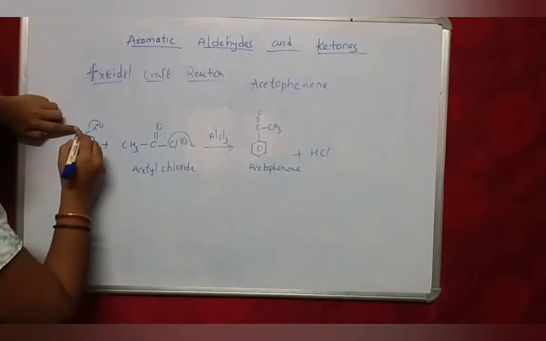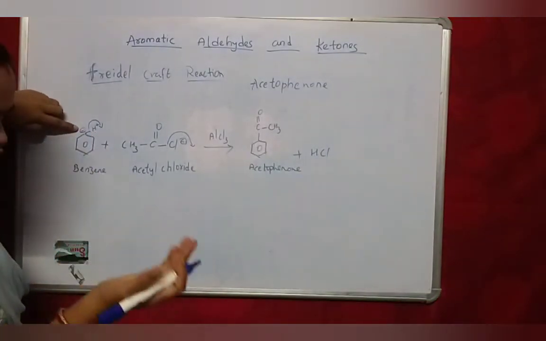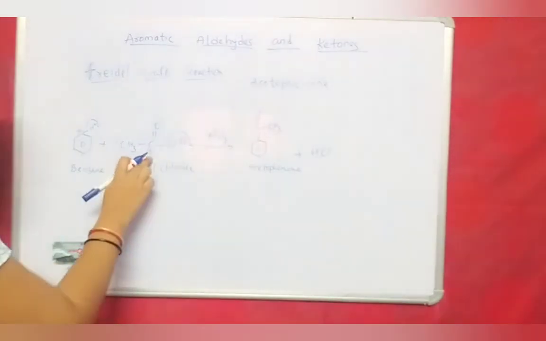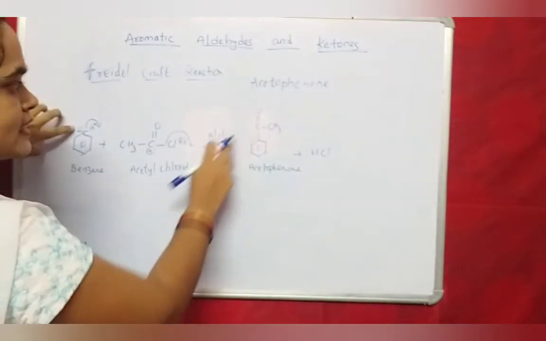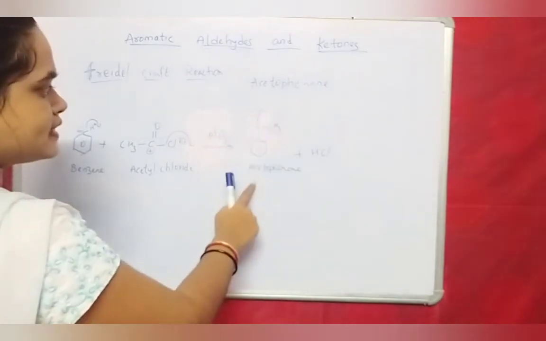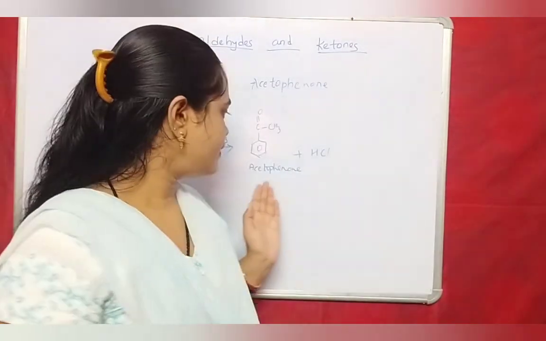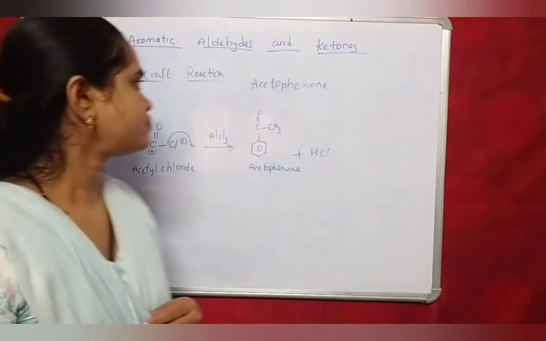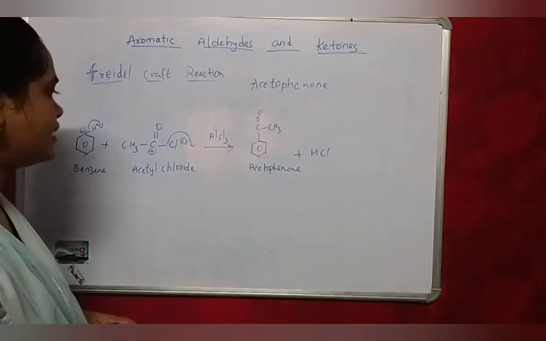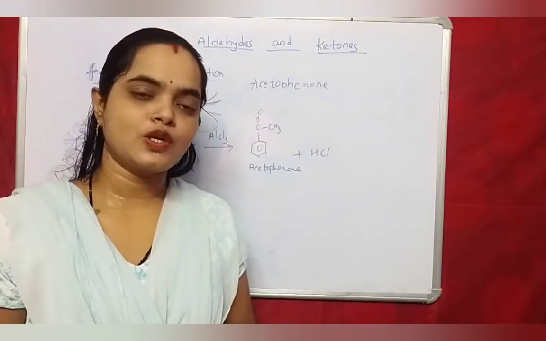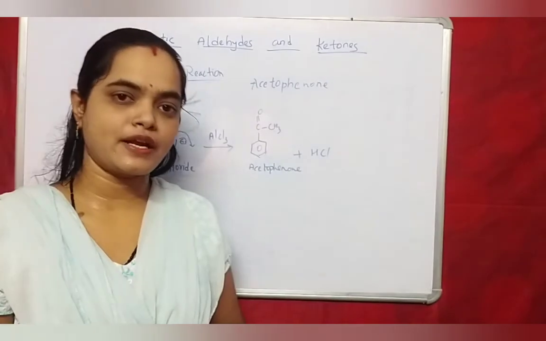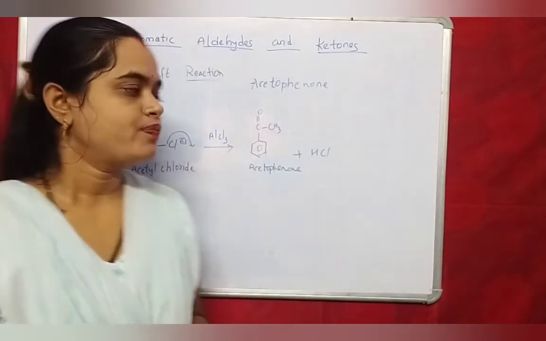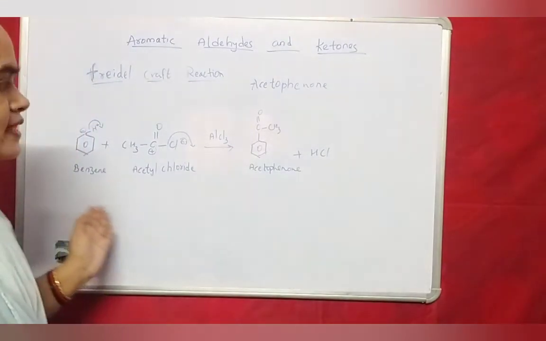So when H plus is removed, carbon gets negative charge. When Cl minus is removed, carbon gets positive charge. So this negative carbon and positive carbon attach to form COCH3. This is a ketone. Here we form the aromatic ketone, that is acetophenone. What is Friedel-Crafts reaction? Benzene is treated with acetyl chloride in presence of aluminum trichloride to form aromatic ketones, that is acetophenone. I hope you understand the reaction.